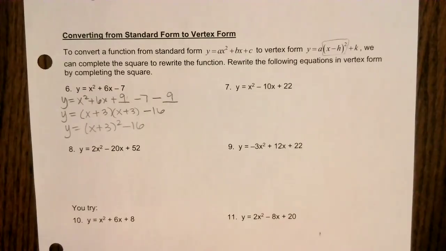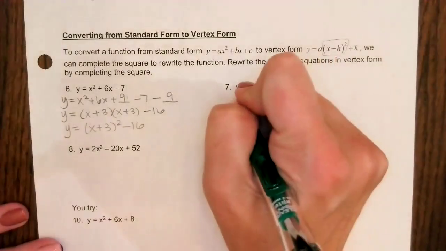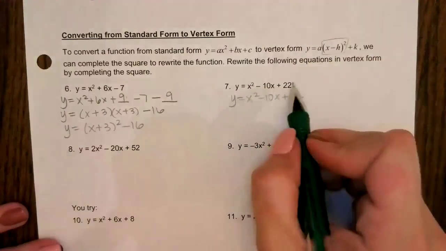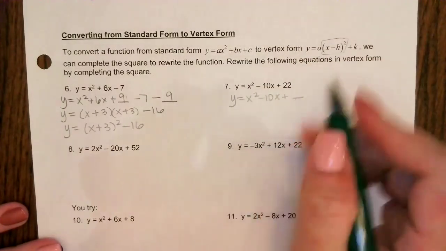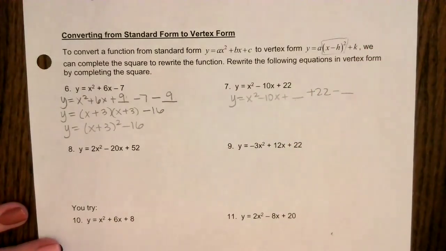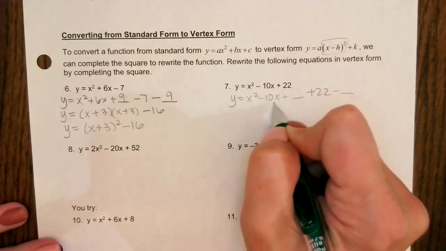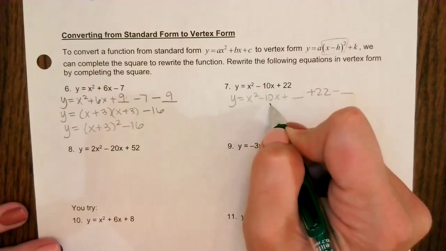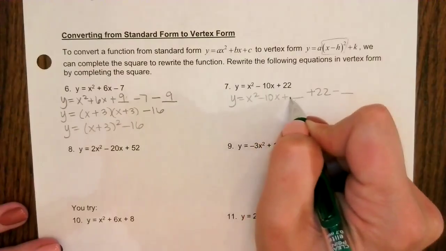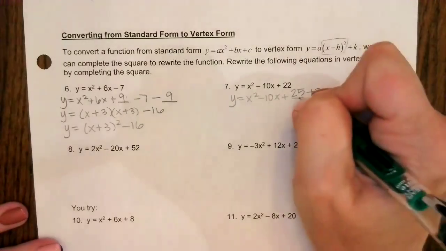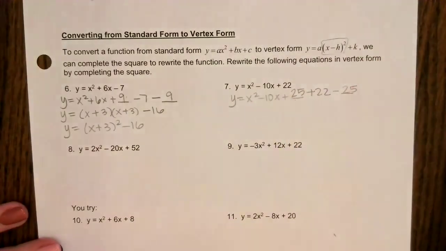I know that was a lot. Let's try it again. All right. I'm looking for my missing term. So I'm going to add something here to make this a perfect square trinomial. Whatever I add, I'm going to subtract from the end so that I'm not changing the value. So right here, we take this middle term, divide it by 2. So negative 10 divided by 2 is negative 5. And then I square it. Negative 5 squared is 25. If I add 25, I subtract 25.